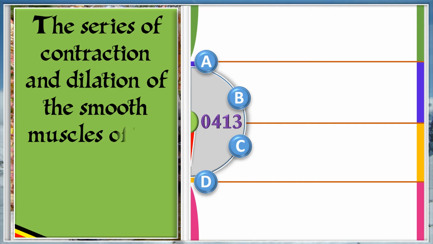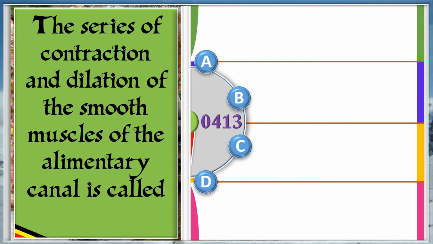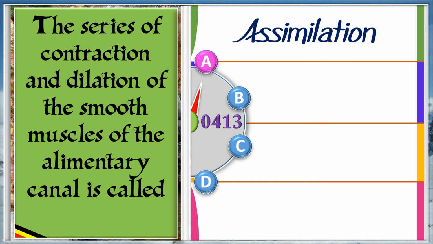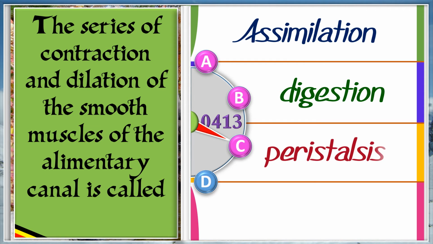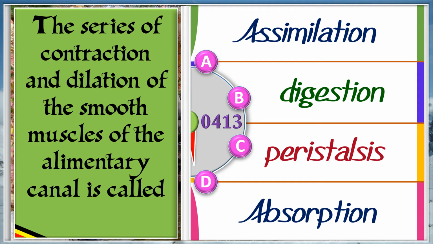The series of contraction and dilation of the smooth muscles of the alimentary canal is called: A. Assimilation. B. Digestion. C. Peristalsis. D. Absorption. And the answer is C. Peristalsis.